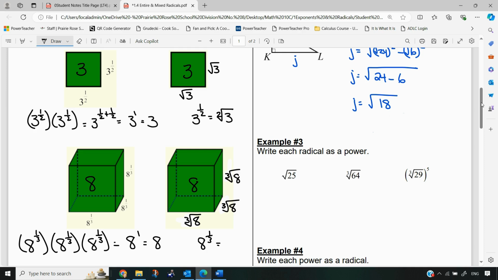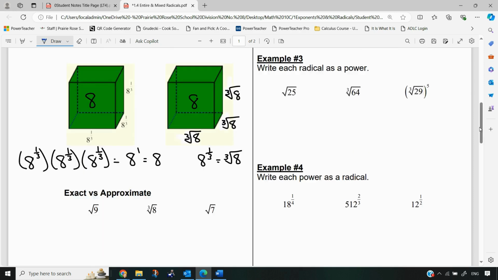8 to the 1/3 is our exponential form, and the cube root of 8 is our radical form because it's using a radical sign. So what you'll notice is that the base of our exponent becomes the radicand in our radical expression. We're looking at the exponential piece. The denominator becomes our index. The numerator stays home with our radicand. Or again, it could also be written this way, the cube root of 8, and then the 1 is outside the brackets. So example 3 and 4 are asking us to convert from radical to exponential form and vice versa.